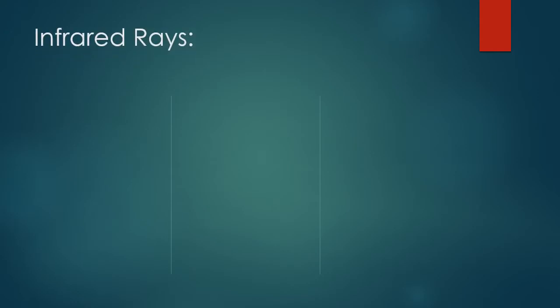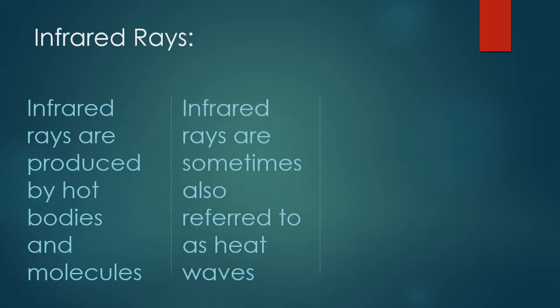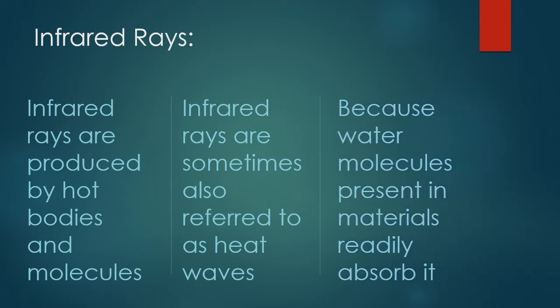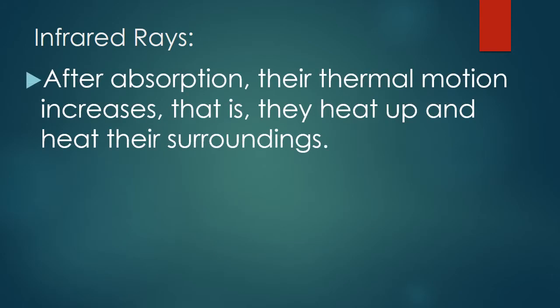Infrared rays. Now, how are infrared rays produced? Infrared rays are produced by hot bodies and molecules. Infrared rays are sometimes also referred to as heat waves because water molecules present in material readily absorb it. Now, after absorption, the thermal motion of water molecules increases, that is, they heat up and heat their surroundings.